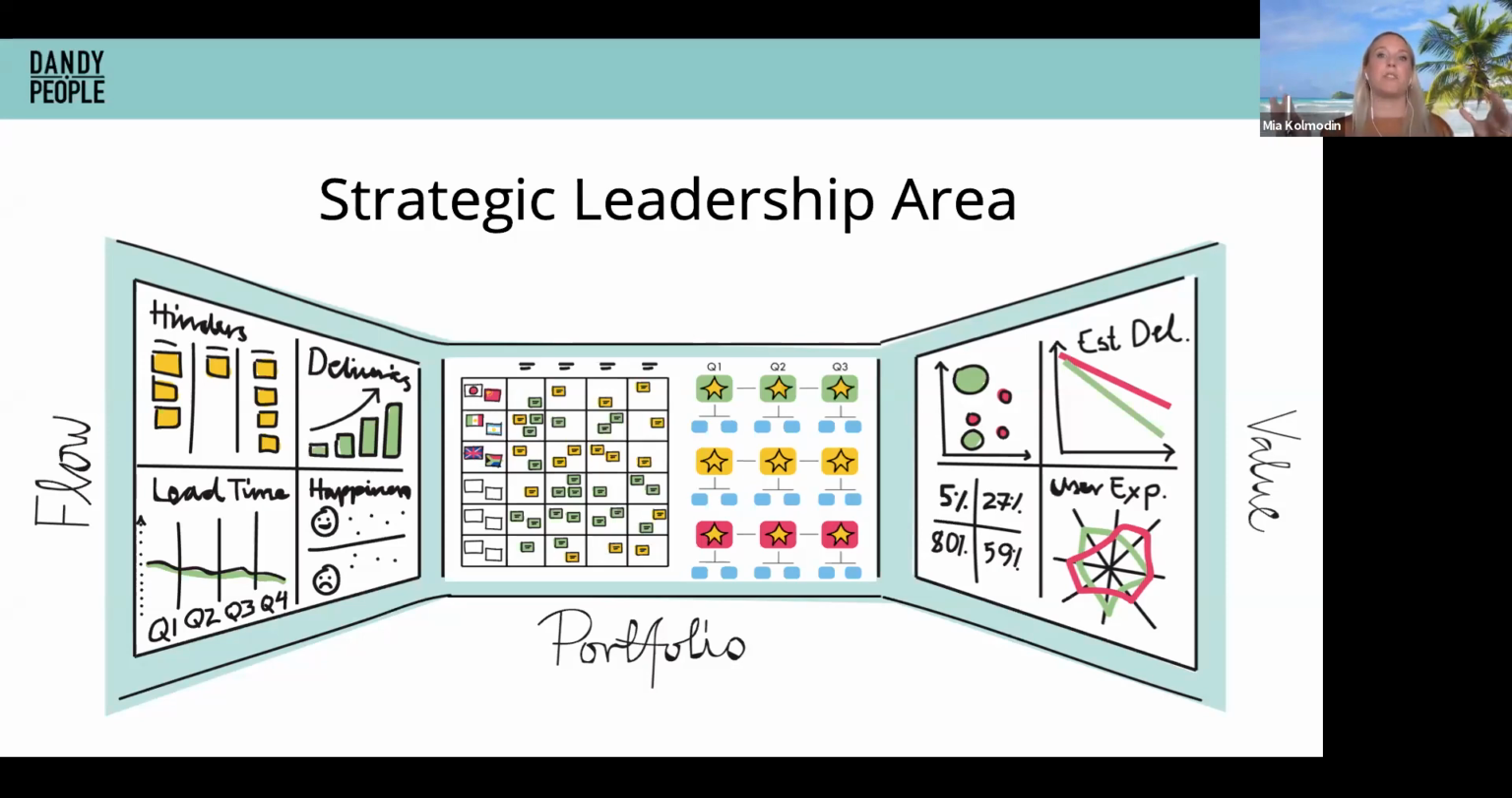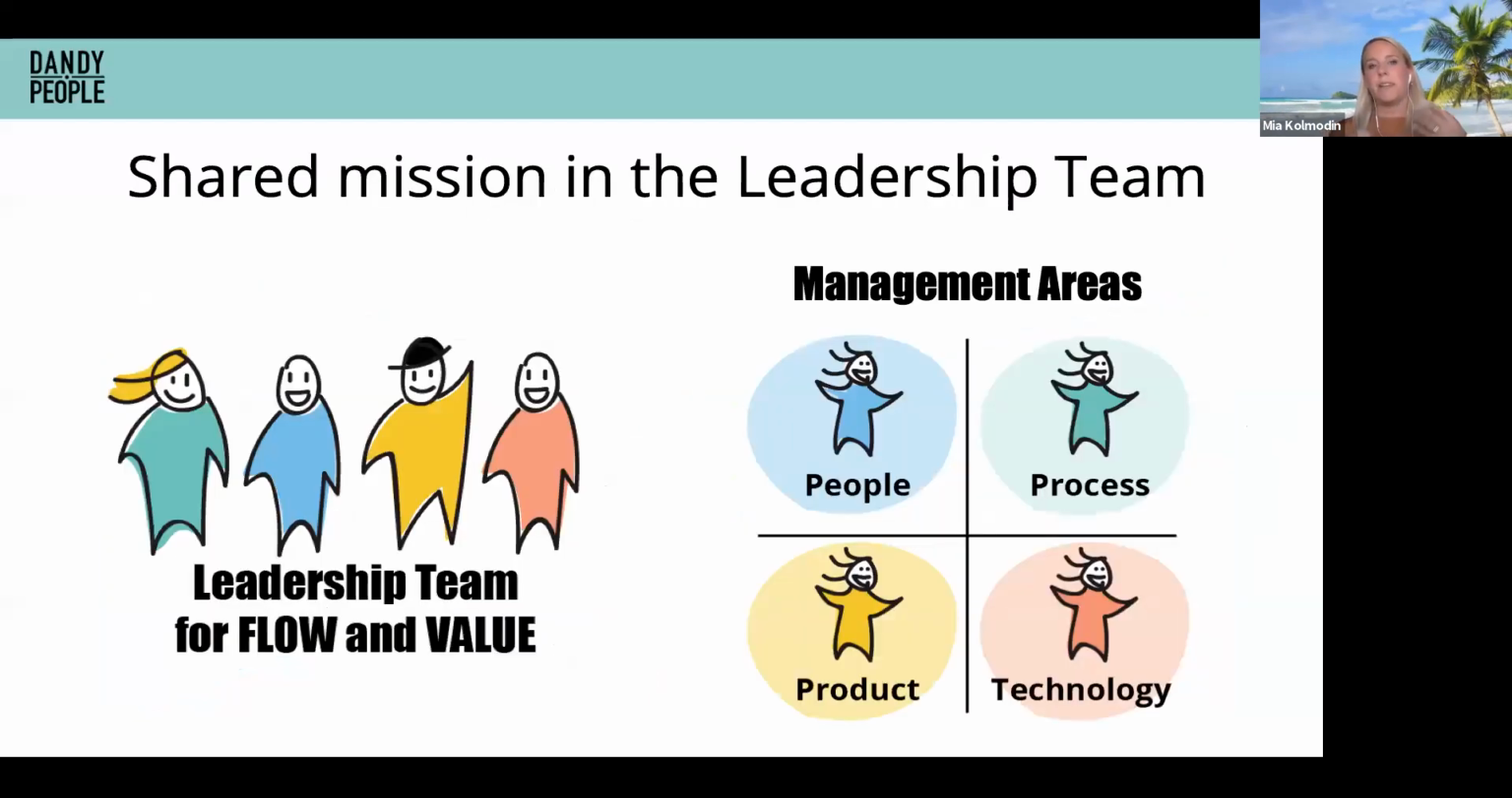So by having this visual space where you continuously meet and actually get information from the organization, you can see everything happening right now and make decisions continuously on a strategic level. So giving the leadership team and the executives a shared mission and creating an actual team so that they work as a team with a shared focus and support each other to work on what's most important for the organization. This is a lot of times what's needed. And their job is to actually create flow in the organization and to help prioritize what's most valuable.